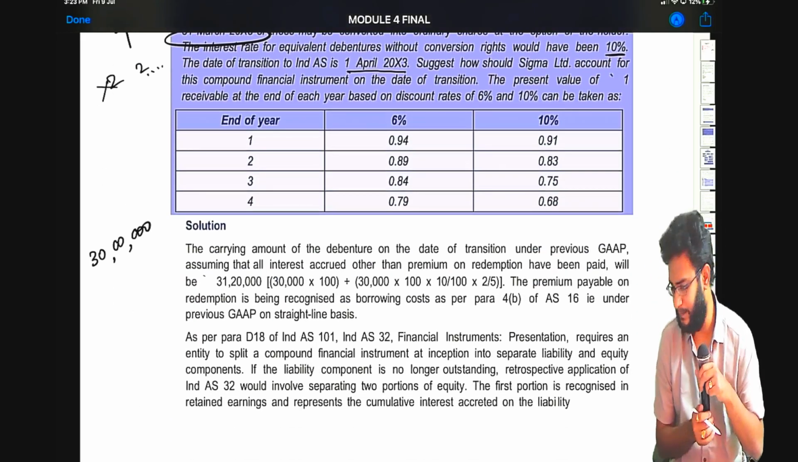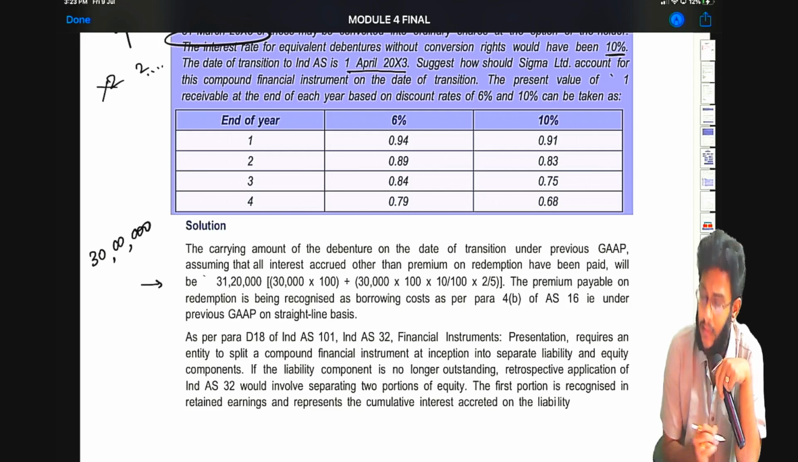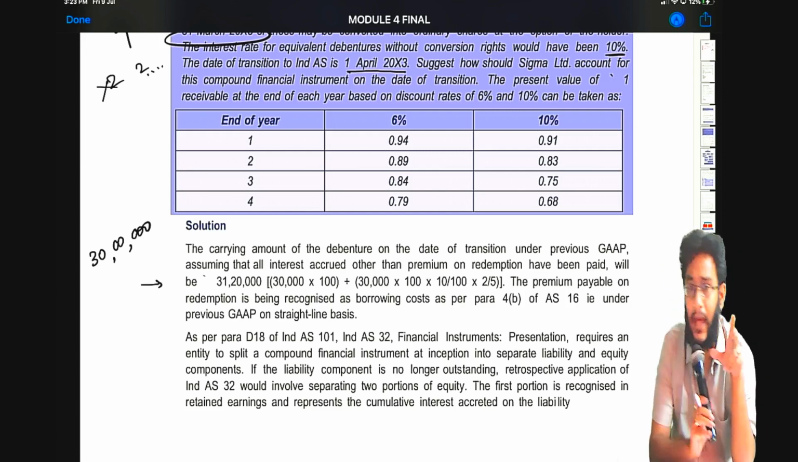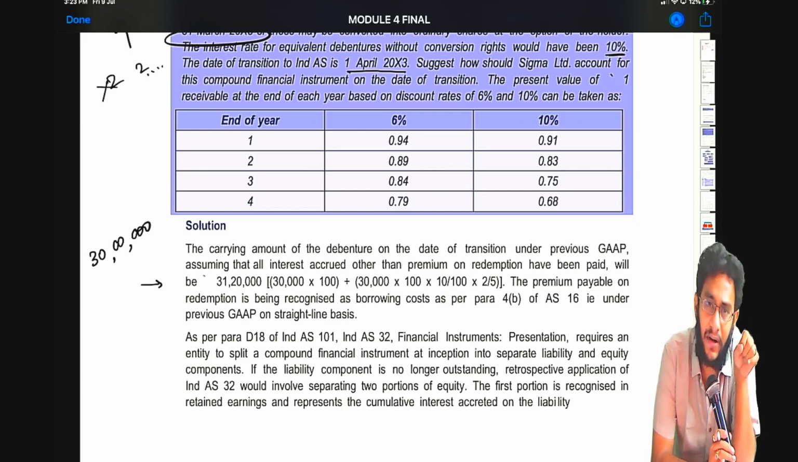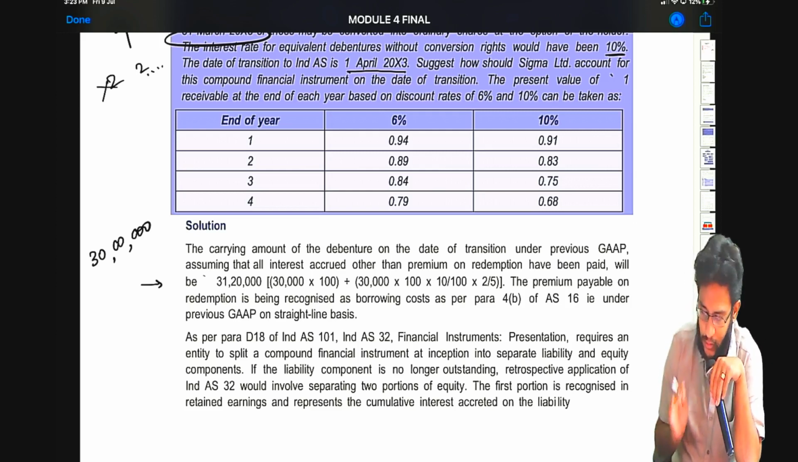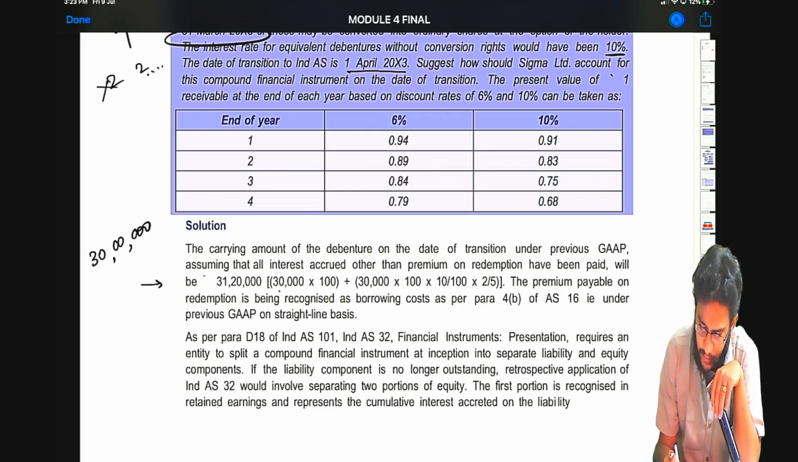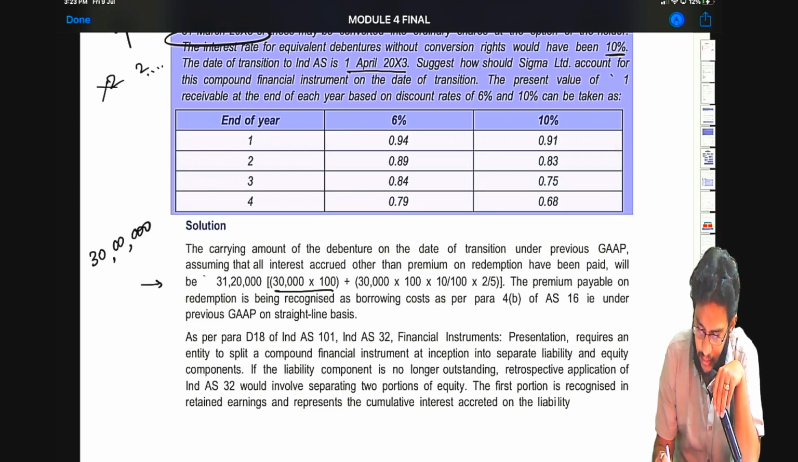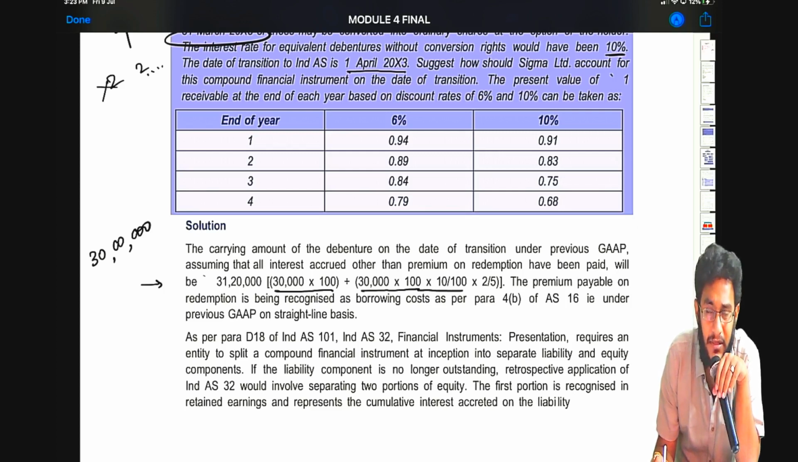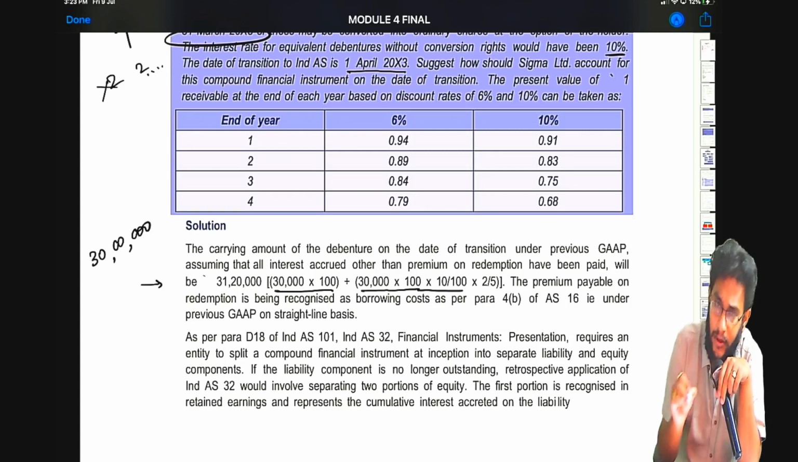Now here, the study material has given one carrying amount. How they have determined that carrying amount, I will tell you, is wrong. But later on they rectified it in the latest study material. Anyway, I'll just show you. You must know that the principal amount is anyway outstanding. That is 30,000 numbers into 100, 30 lakhs. After that, what they have done: 30,000 into 100, this is the face value, into 10%, which is premium on redemption, 3 lakhs.